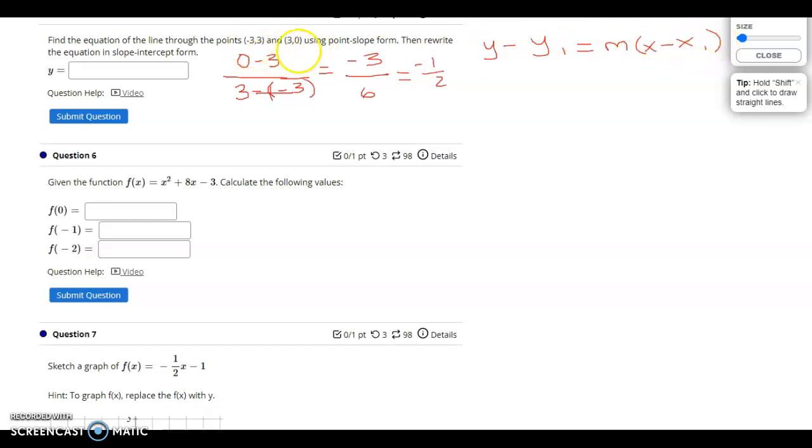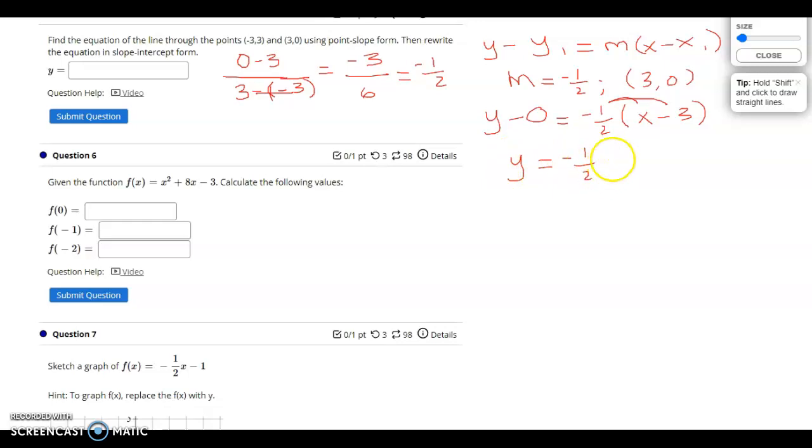Now I can choose either of these 2 points to use. I've got to use my slope that I just found of -1/2, and I'm just going to use 3, 0. Let's hope something cancels out, right? So we have y minus y1, which is 0, equals m, -1/2, times x minus x1, or x minus 3. Okay, I'm going to distribute that in. So minus 0 is just gone. I get y equals -1/2 x.